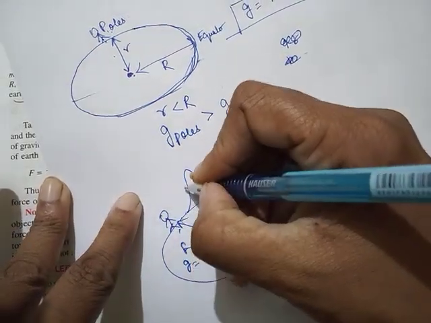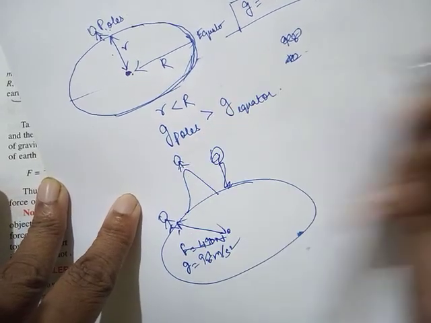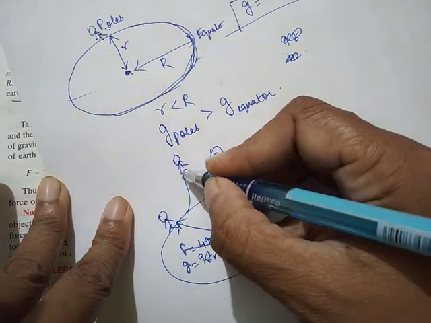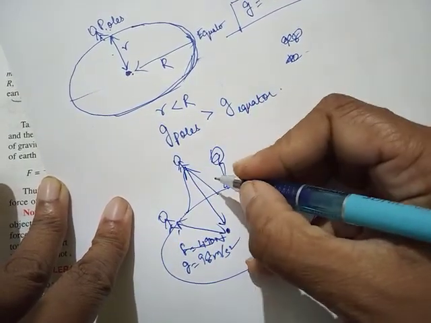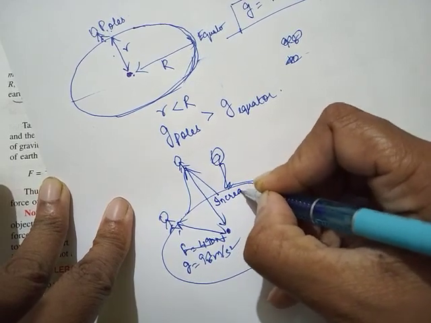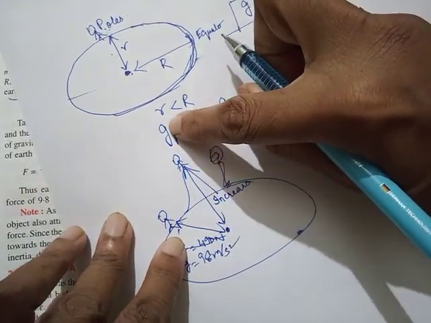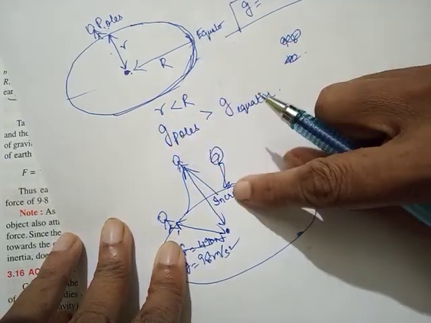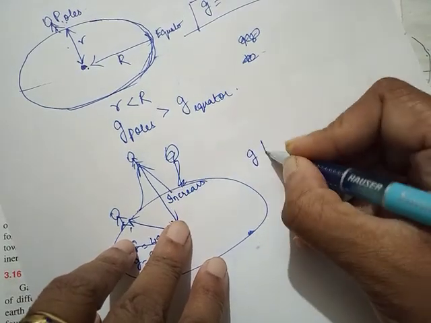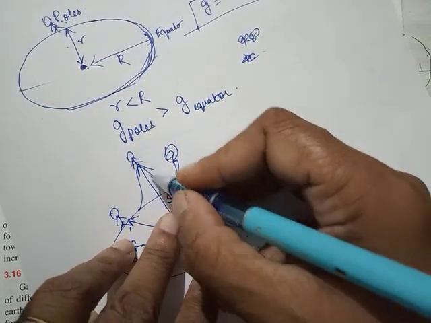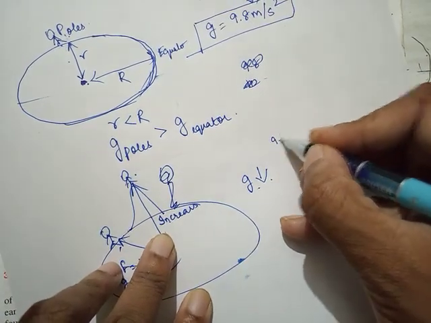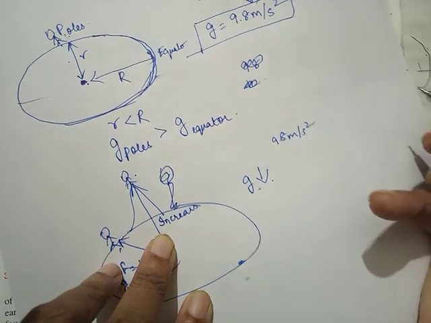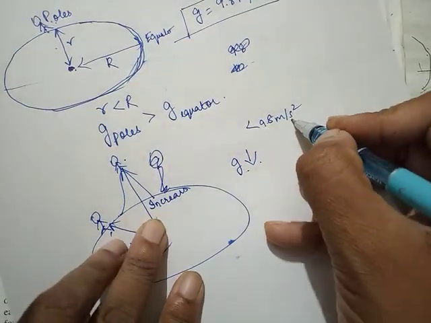Now Ramu is going up. He's climbing to the top of a mountain. So what happens to the distance between him and the center? This distance increases. As he goes higher above mountains to high altitudes, the distance will increase. So what happens to g? g will decrease. If you go to higher altitudes, g will decrease. It will be slightly less than 9.8 meter per second square.